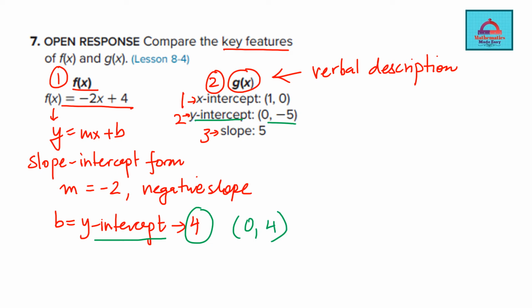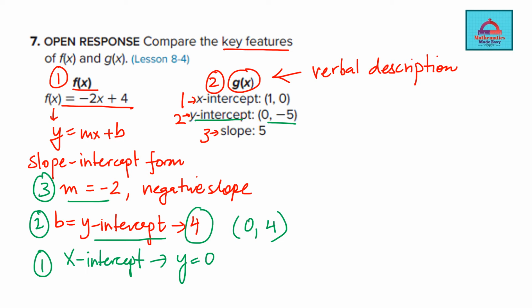Now the only thing that remains to compare here, apart from slope and the y-intercept, is the x-intercept for f(x). For the x-intercept, y will be 0. So you put f(x) as 0 in -2x plus 4. Just put that and calculate your x.